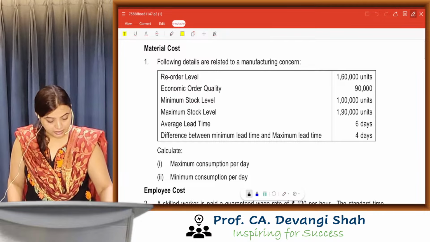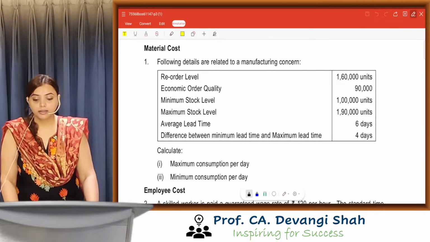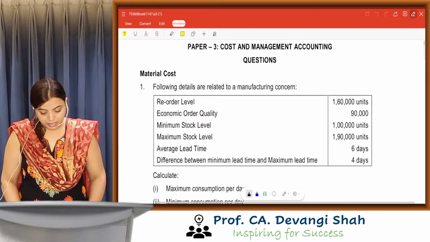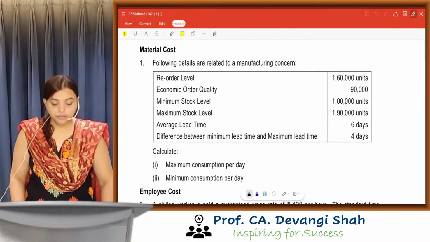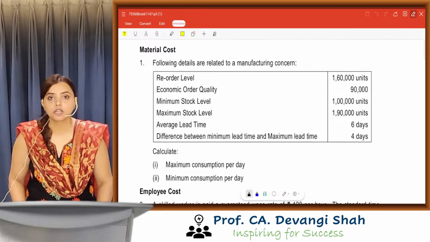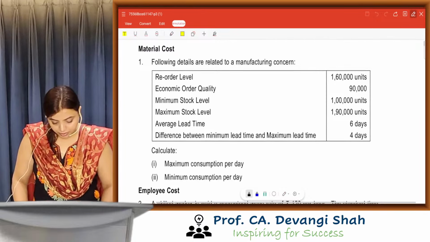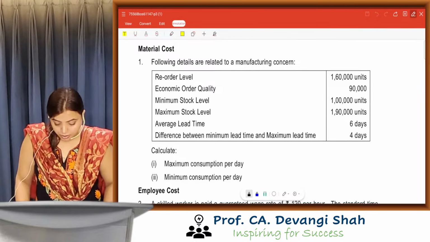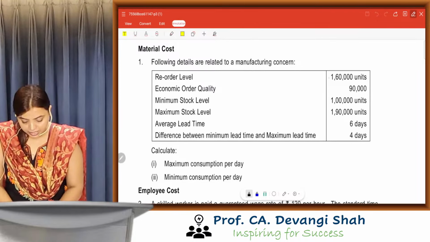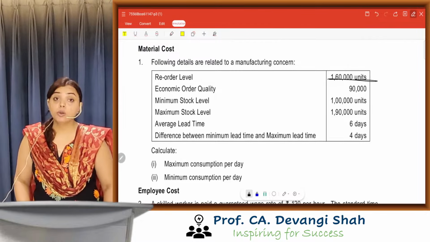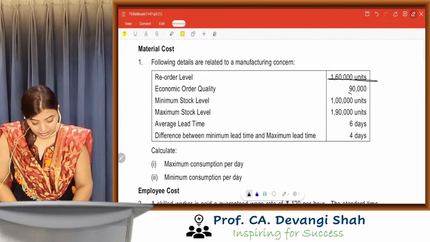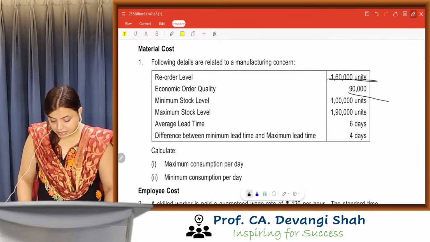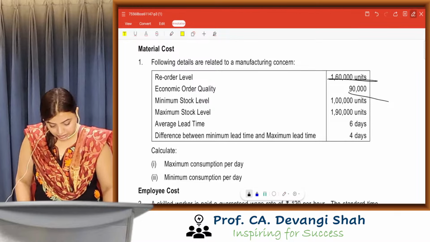So friends, let's read the first question and let's start with this. The first question is about the chapter material cost. Let's read it. Following details are related to a manufacturing concern. Reorder level is 1,60,000 units. EOQ is already given to you, 90,000 units. Minimum stock 1 lakh, maximum stock 1,90,000.